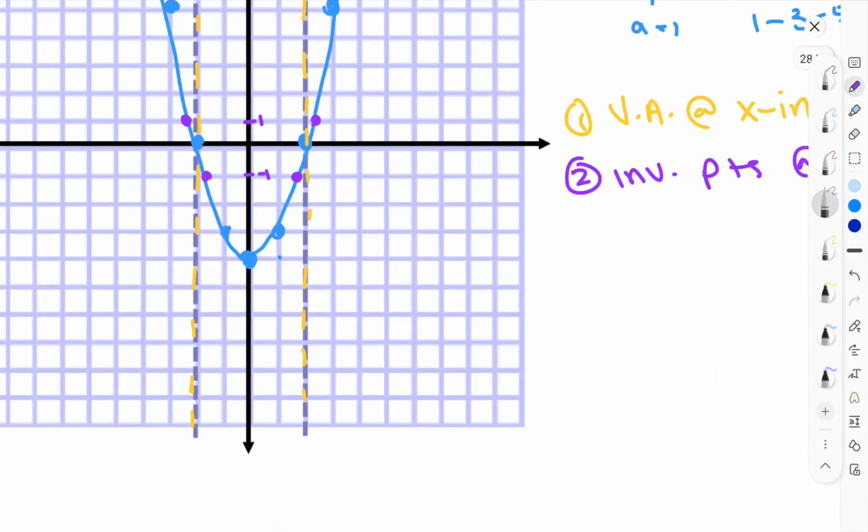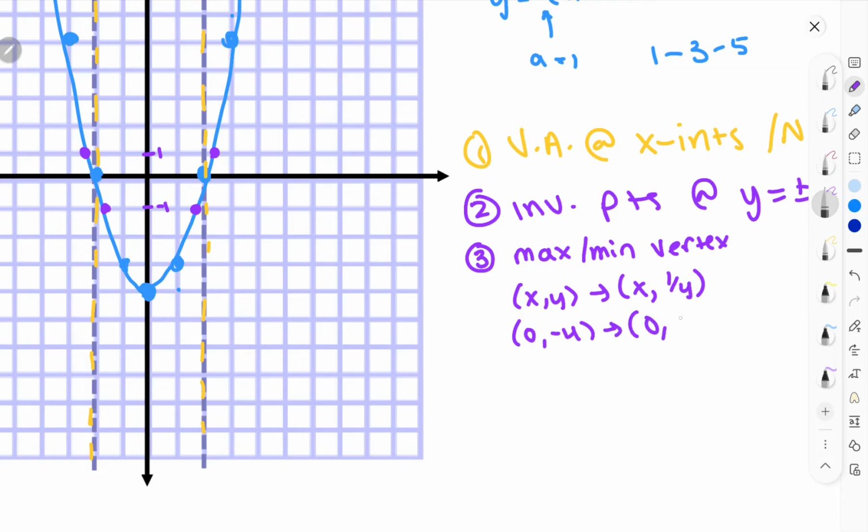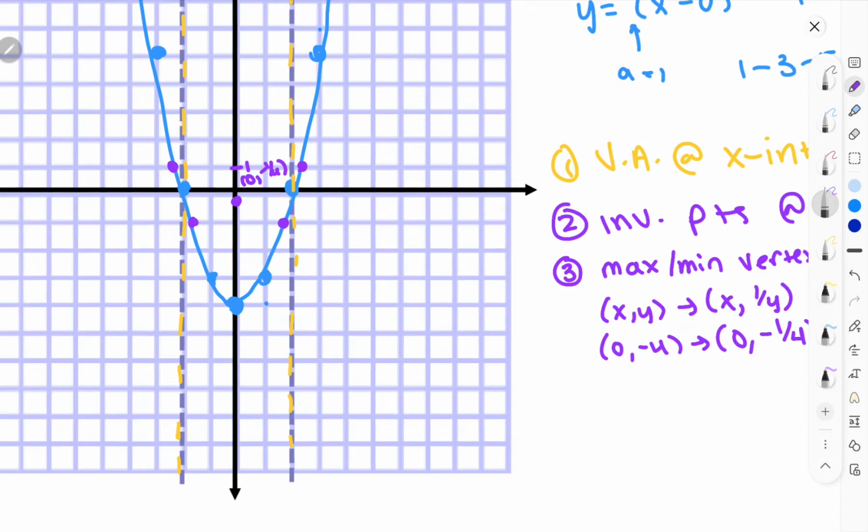Now that it's a quadratic, I have one more step to do here. I'm going to make sure I take my vertex and transform it using that (x, y) turns into (x, 1 over y). My vertex right now is at (0, -4). Those are my p and q values. So my new reciprocal point is going to be at (0, -1/4). I'm going to do my best to plot that here. It's going to be pretty close to the axis, but that's my new point at (0, -1/4).